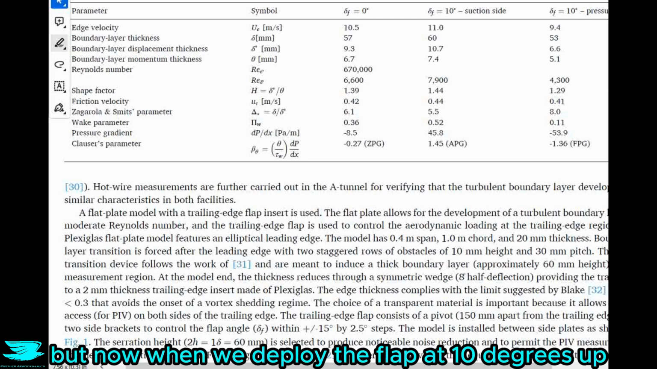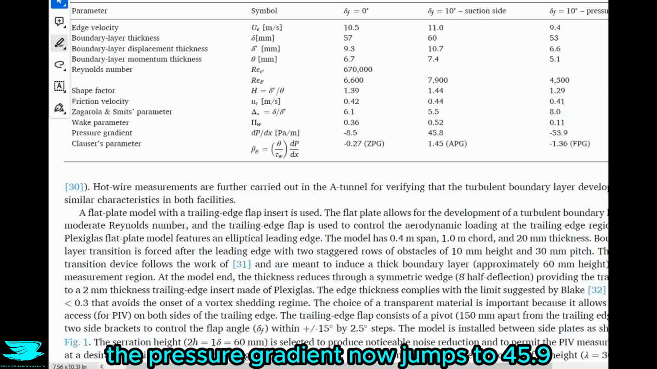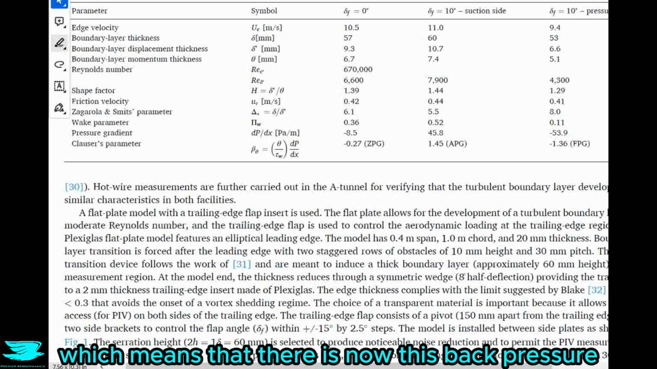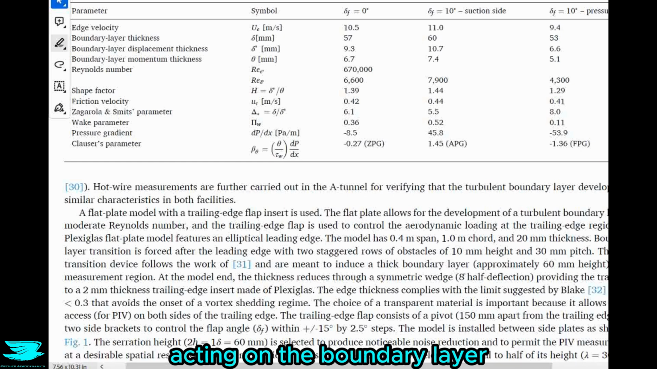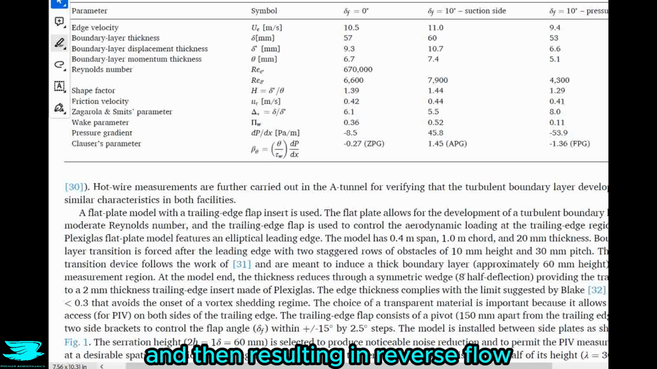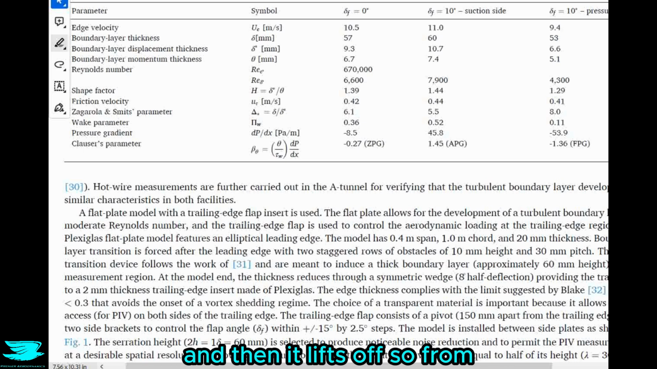But now when we deploy the flap at 10 degrees up, the pressure gradient jumps to 45.9 pascals per meter, which means that there is now this back pressure acting on the boundary layer, trying to decelerate it. That will result in the boundary layer separating sooner, because the boundary layer now has this force pushing against it and reducing its velocity, resulting in reverse flow, and then it lifts off.